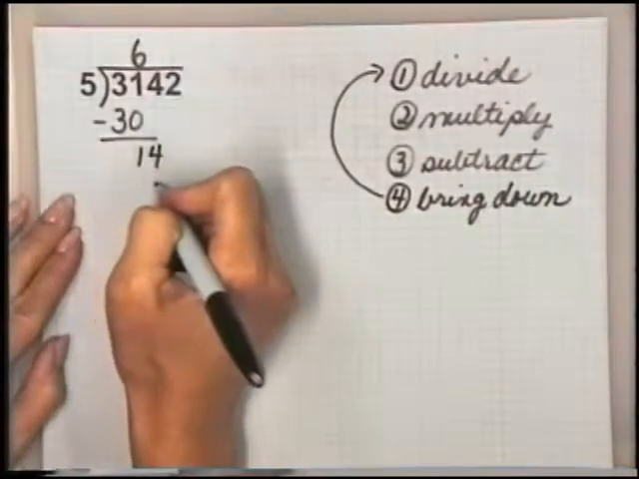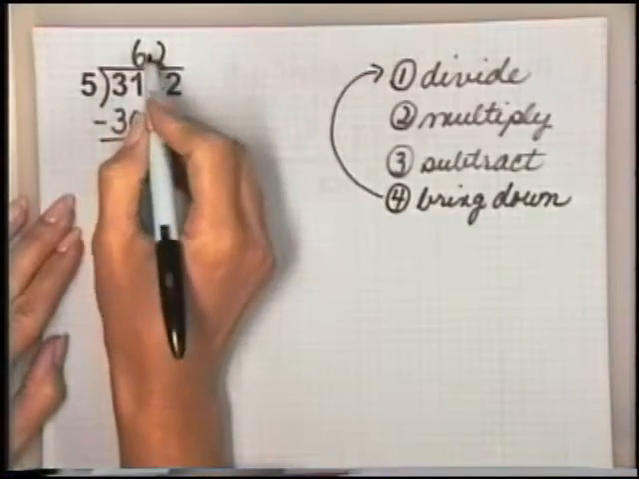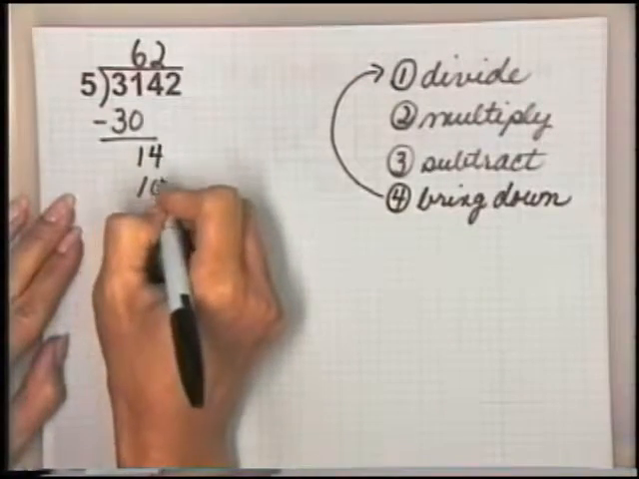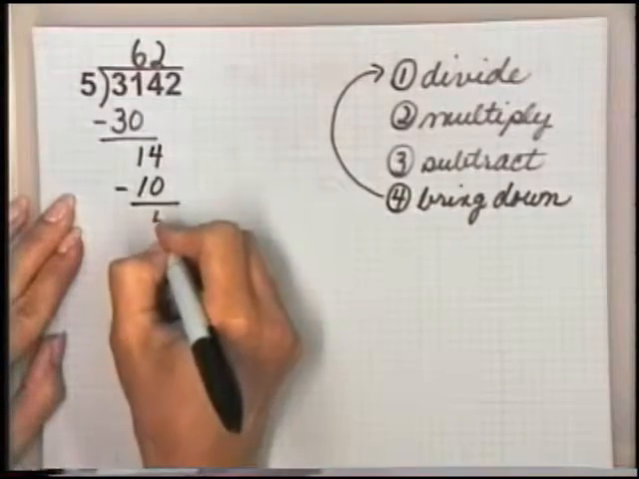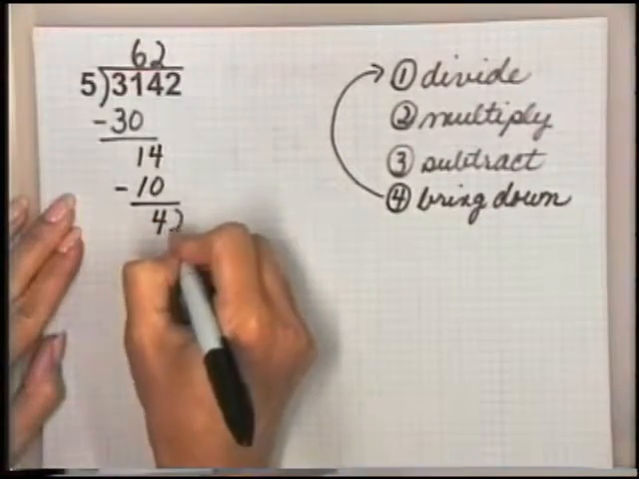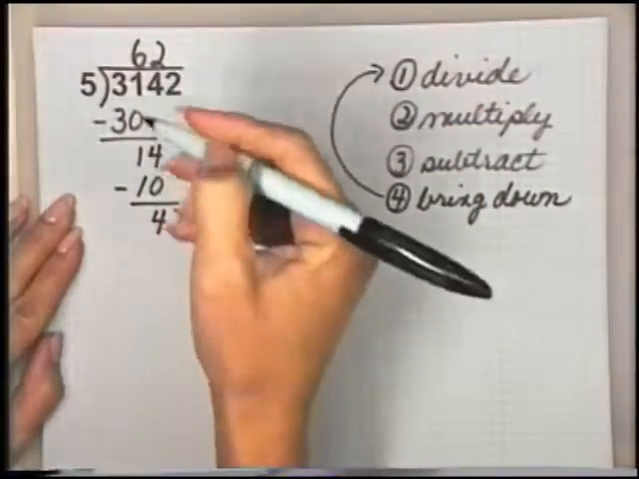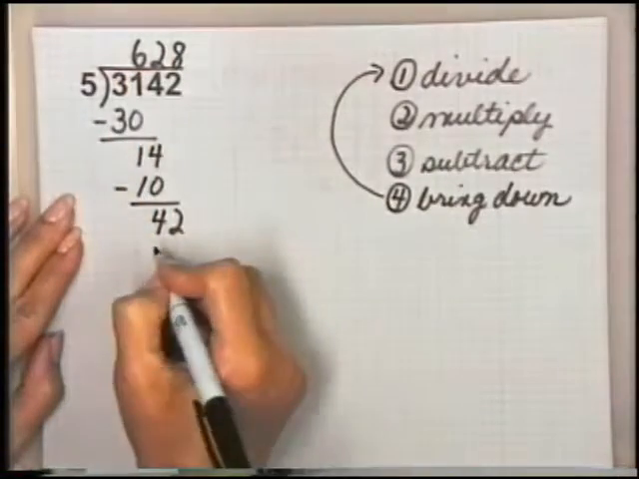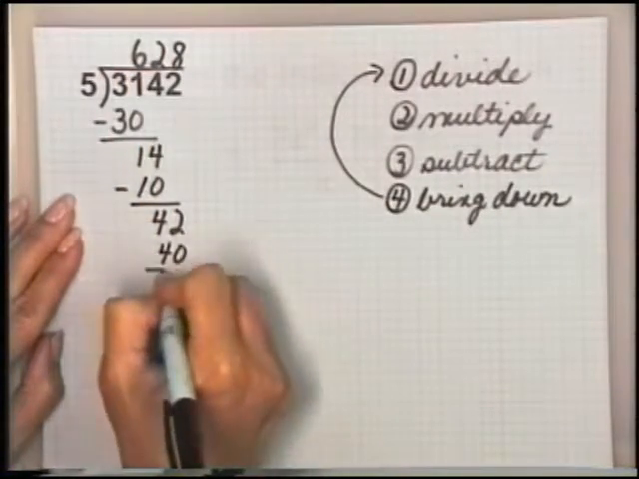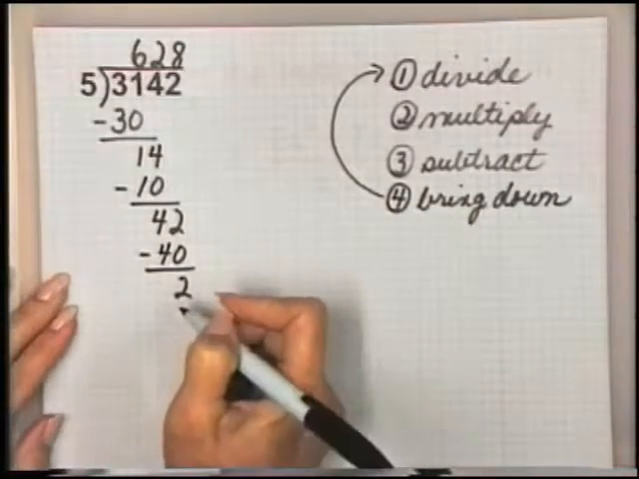I divide the 5 into the 14. It goes twice. I next multiply. 2 times 5 is 10. I then subtract. 14 subtract 10 is 4. I then bring down my 2, and then I repeat the process. 5 divides into 42 8 times. 8 times 5 is 40. 42 subtract 40 is 2.